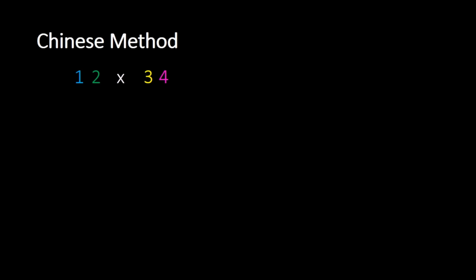The fifth method is said to be a Chinese or a Japanese method. In this case, we'll just call it a Chinese method. We'll use the example 12 times 34. You see that the numbers are colored because we are going to use colored lines as well, but we don't actually need colored lines when doing it. It's just for explanation's sake.